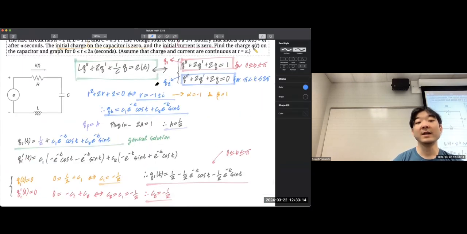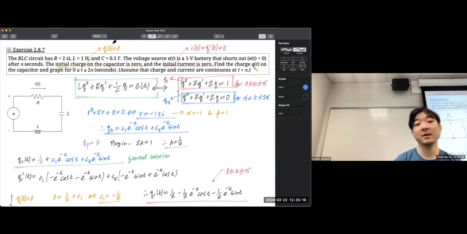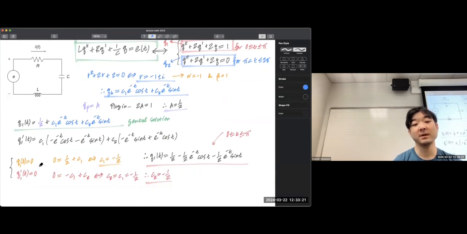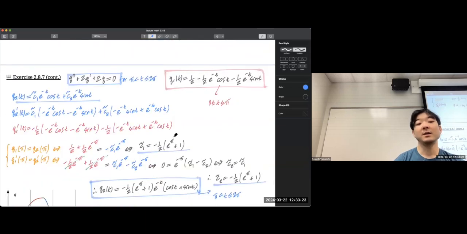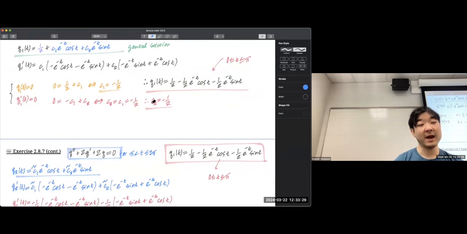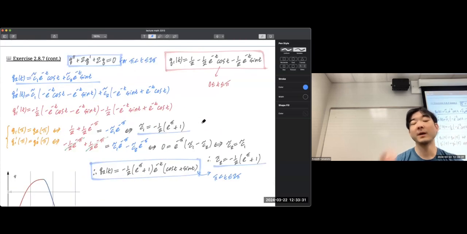Before the short circuit, you had to use the initial conditions, which were Q of 0 equals 0 and Q prime of 0 equals 0, which is basically this stuff right here. The C1 tilde and C2 tilde are not necessarily the same, and obviously we see that they're not the same as the negative half that we saw before. But for those, you'll use the continuity conditions like we did with mixtures. You can't have charge or current suddenly appear or disappear right when it short circuits.